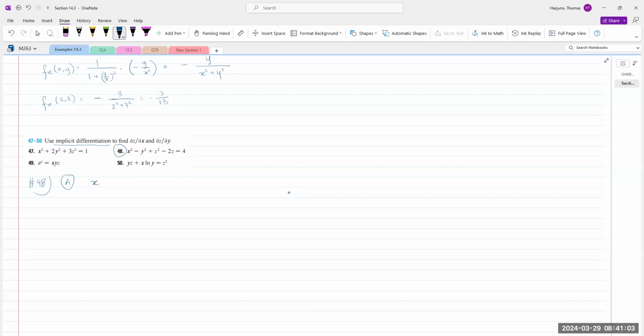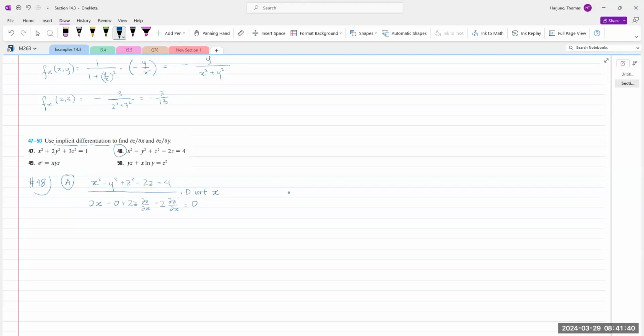Okay, so we have x squared minus y squared plus c squared minus 2c equals 4. We will do implicit differentiation with respect to x. So we get 2x minus 0 plus 2z ∂c/∂x minus 2 ∂c/∂x equals 0.